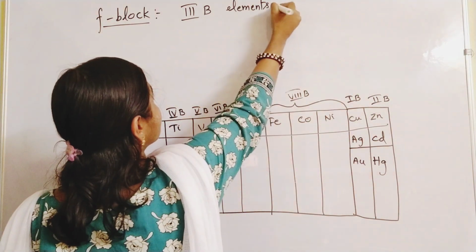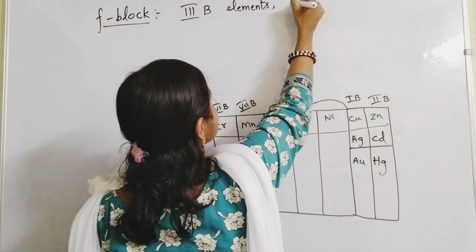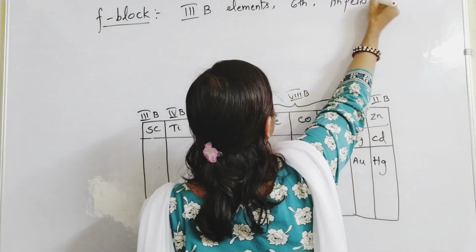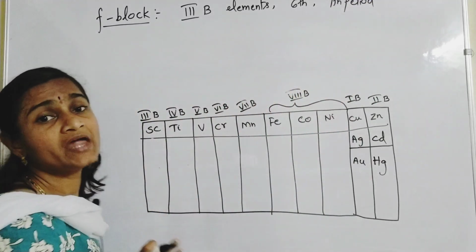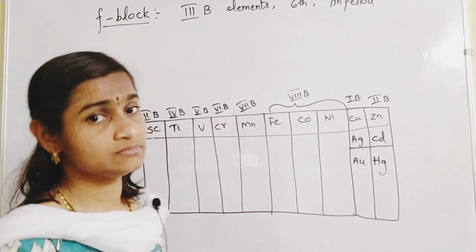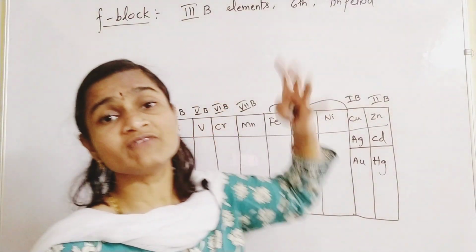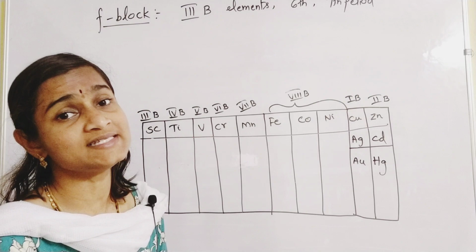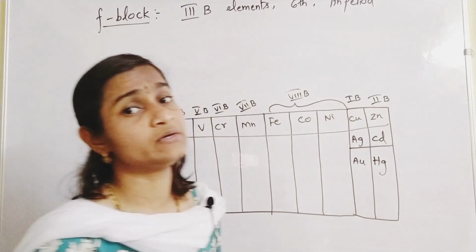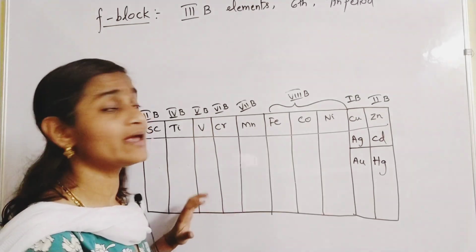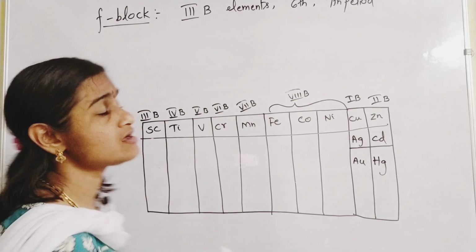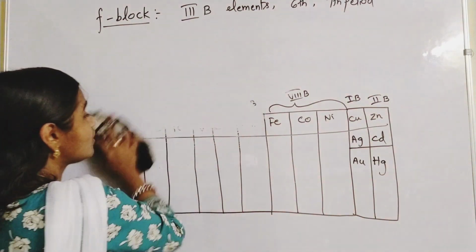Here two periods of elements are there: the 6th period and the 7th period. Third B group 6th period elements and third B group 7th period elements. So two period-wise sets of elements are there, 6th period elements of the third B group and 7th period elements of the same third B group. Separately they are kept as two blocks, and they are called F block elements. So what is their general configuration?